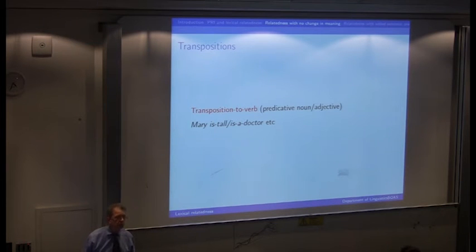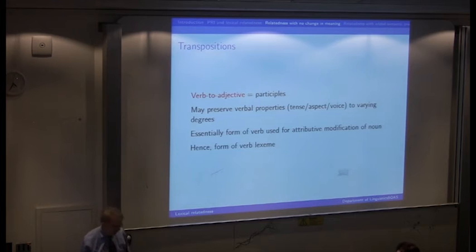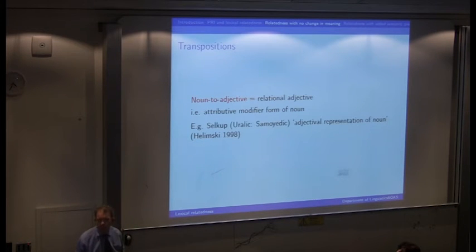There are quite a lot of languages, especially in the case of adjectives, where instead of having a copula verb, you just inflect the adjective as though it was a verb. That's transposing it to a verb. It's not really a verb, it's still an adjective or it's still a noun. But it's being used in the syntactic context where you'd want it to be a verb. And then we've got these verb to adjective things, which we've talked about already.